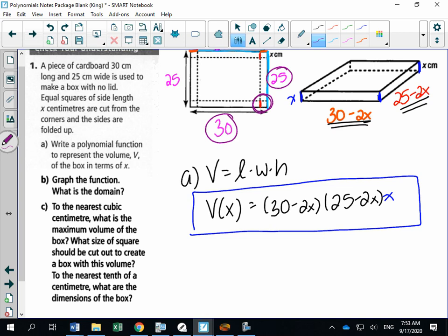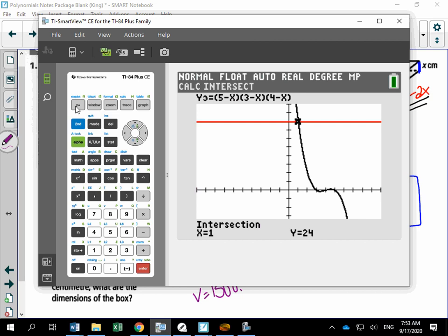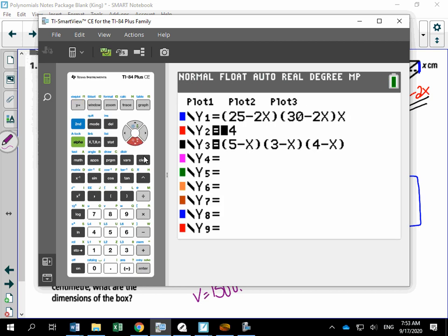So let's say the height was 2. So volume is equal to 30 times 25 times 2. I'm just doing this because I want to see what my window setting should be for my y values. So if you type in 30 times 25 times 2, we get 1500. Okay, so that will help us determine what I'm going to change my window settings to. So go to your calculator and go to y is equal to. I'll clear this question.